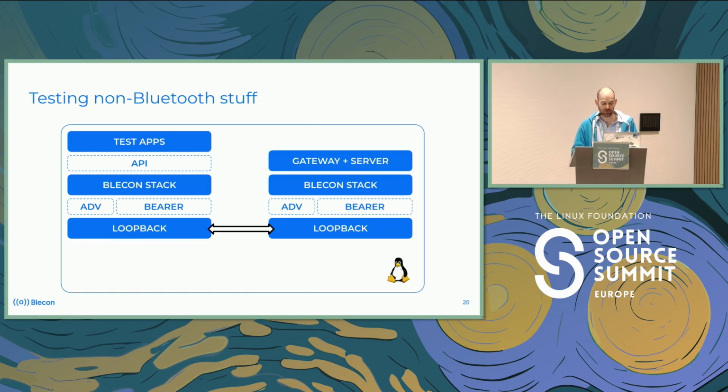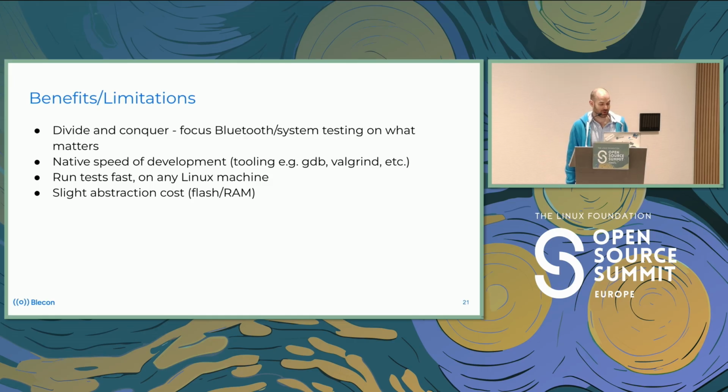And then the other thing we did is that we created a mock in-memory implementation of those advertising and bearer layers, which meant that we could run a bunch of tests just on a Linux machine without touching anything Bluetooth. It was quite cool, because we catch quite a lot of bugs with that. And then of course we did some Bluetooth testing. It's not a bait and switch. We're going to talk about Bluetooth.